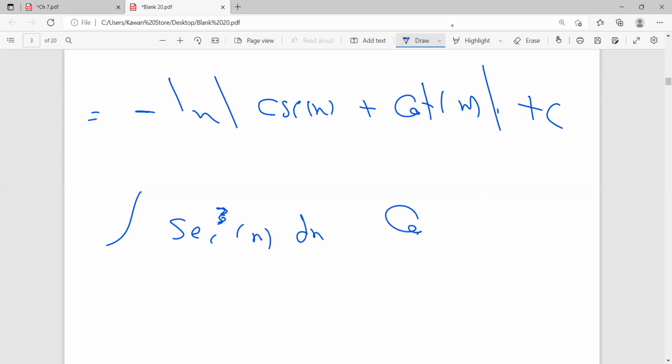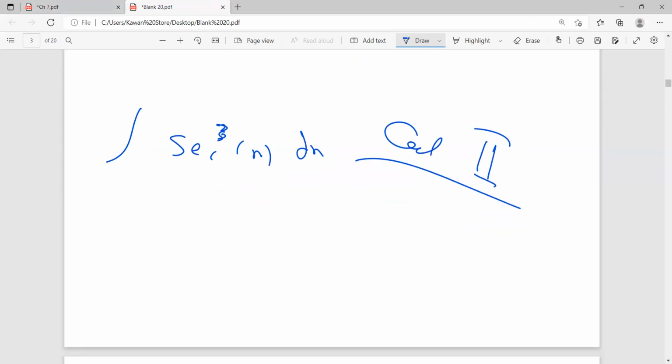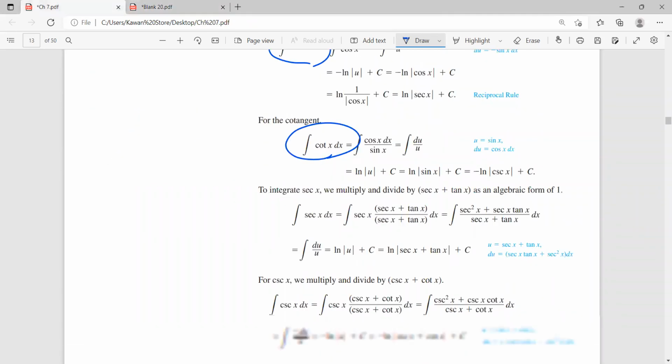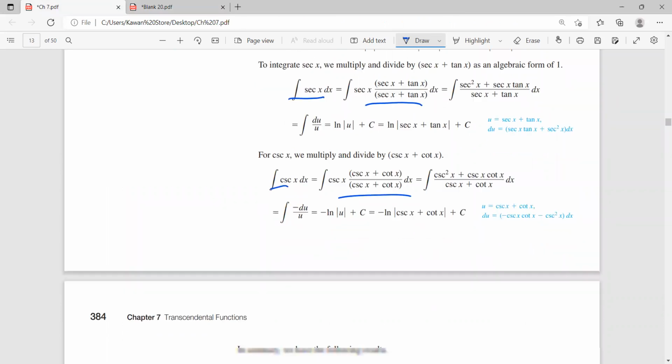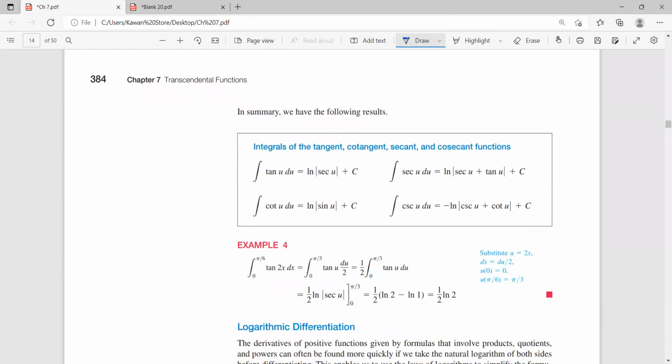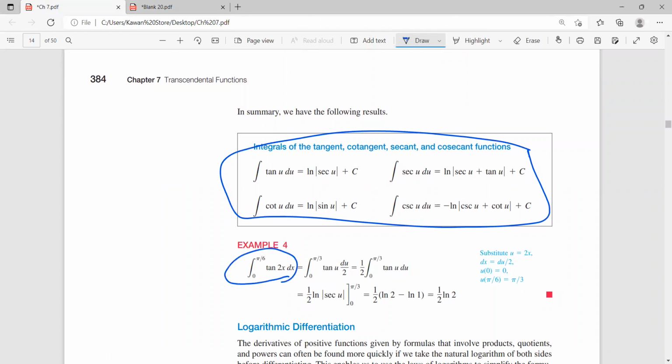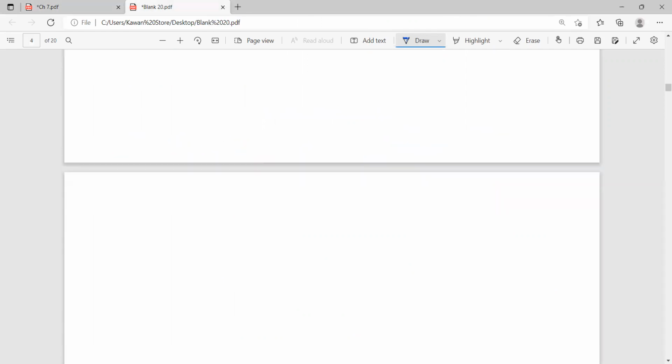Now it's Cal 2. Now this is about how we solve cosecant, how we solve cosecant. And this is the summary of your duty that we did. Now you have the integral of tan 2x dx from 0 to pi over 6. So how do we solve that one?